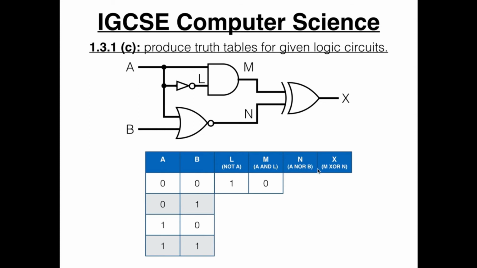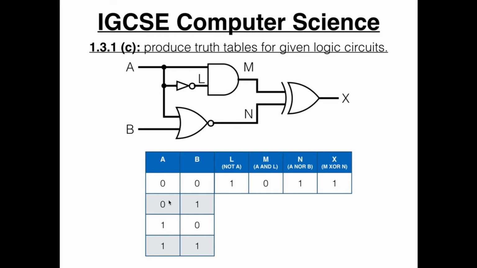N is A NOR B, so that would be 1, because it can only be 1 if both of these are 0. So if any of these were to be 1, or even both of them were to be 1, then this would be 0. That's what I meant to say. And of course, the output, which is M XOR N, we just take a look at these, and it looks like the output will be 1.